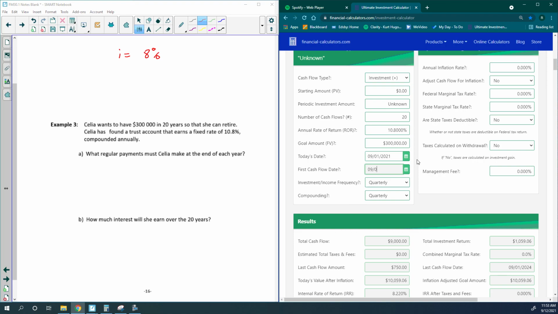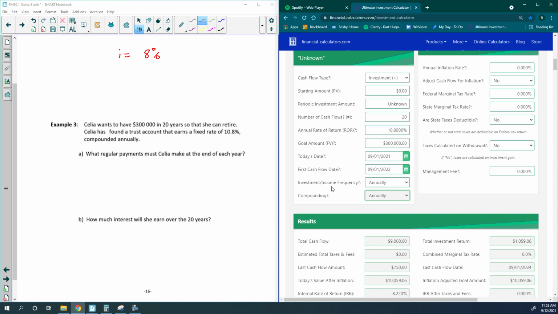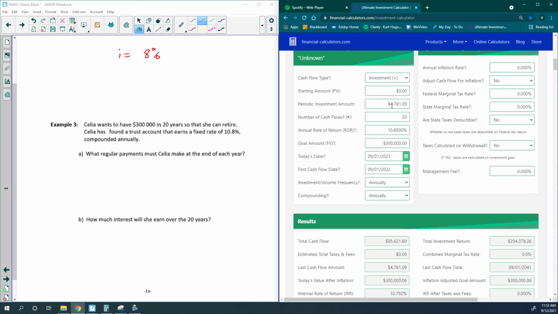So 09/01/2022. Our compounding is annually, so my drop-down menus need to be annually. Hit calculate. And so her regular payment needs to be this $4,781.09. So regular payments equals $4,781.09.